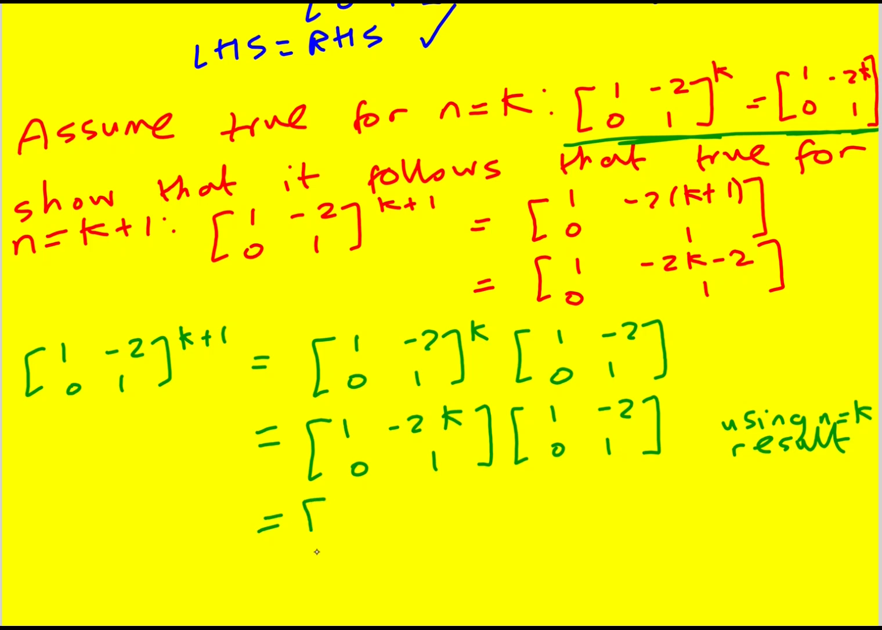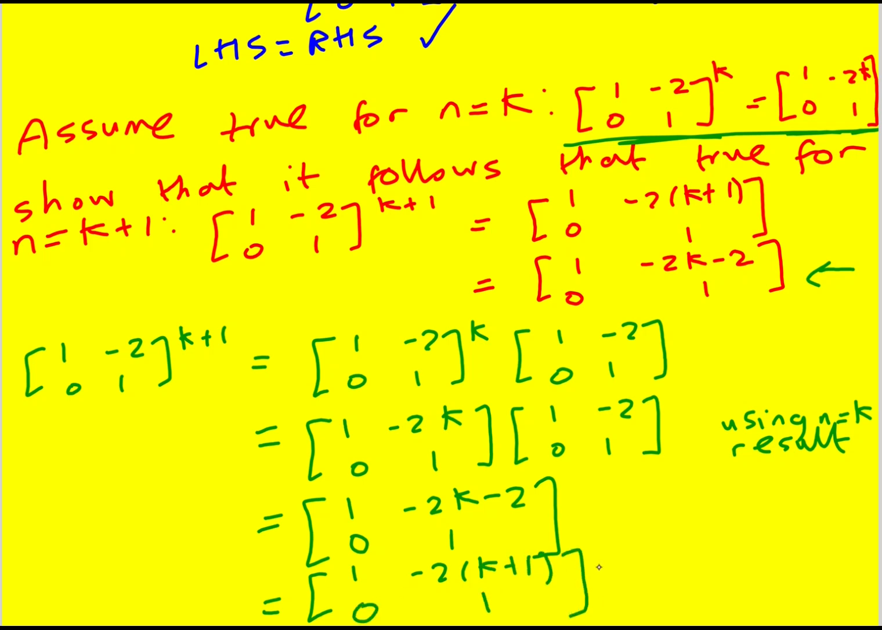And we're just left to multiplying out these two matrices. So this row by this column, we're going to get 1. Then this row by this column, we're going to get minus 2 minus 2k. That is looking promising. Then here, I'm going to get 0. And then finally here, I'm going to get 1. I've got to here. Just to finish, I'm going to write it as (1, -2(k+1), 0, 1).